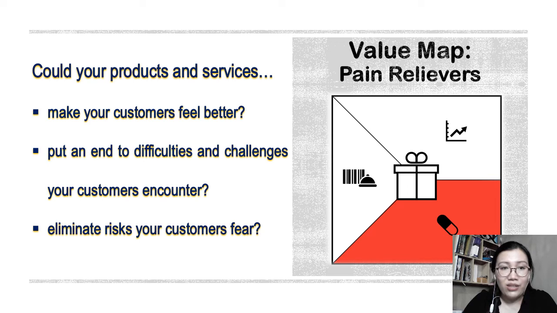Could it eliminate risks your customers fear? It could be in terms of financial, social, or technical risk, or things that could potentially go wrong. A pain reliever can be more or less valuable to the customer, so make sure that you differentiate between essential pain relievers and ones that are nice to have. The former relieve extreme issues, often in a radical way, and create a lot of value. The latter merely relieve moderate pains.